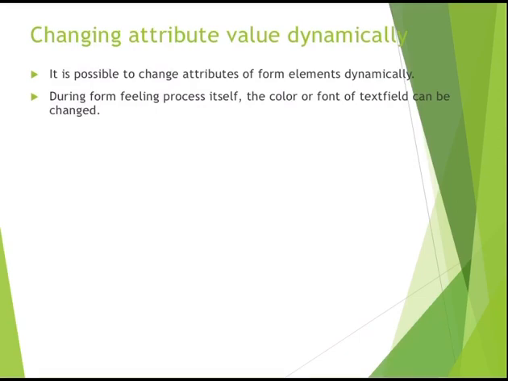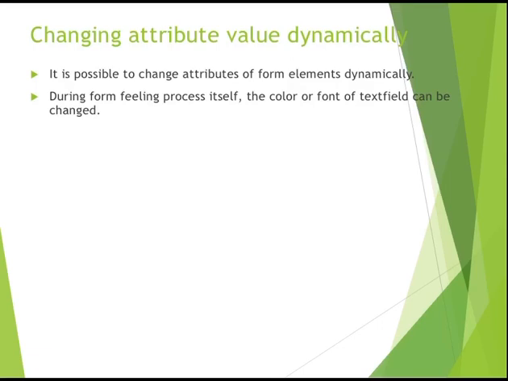Next is changing attribute value dynamically. Basically, it is possible to change the attributes of form elements dynamically. Dynamically means at runtime, not inside the code. When you get the output, you can change the elements of the form. That means during the form filling process itself, you can change the color or font of a text field. This dynamic change helps notify the user of important changes in the form fields.